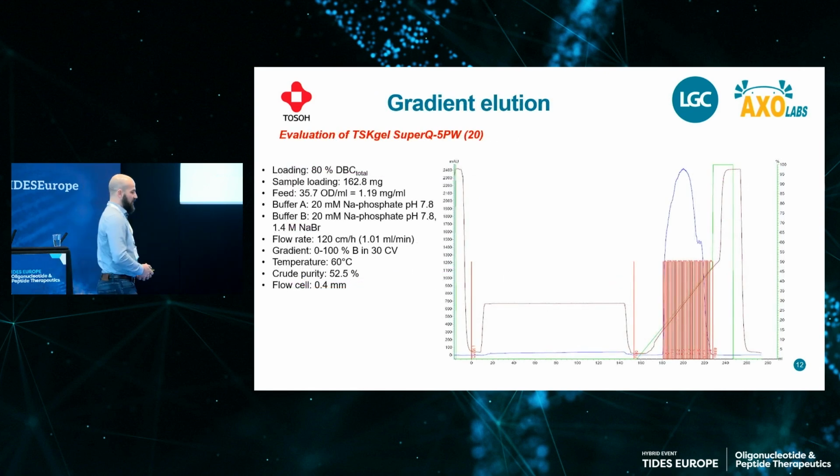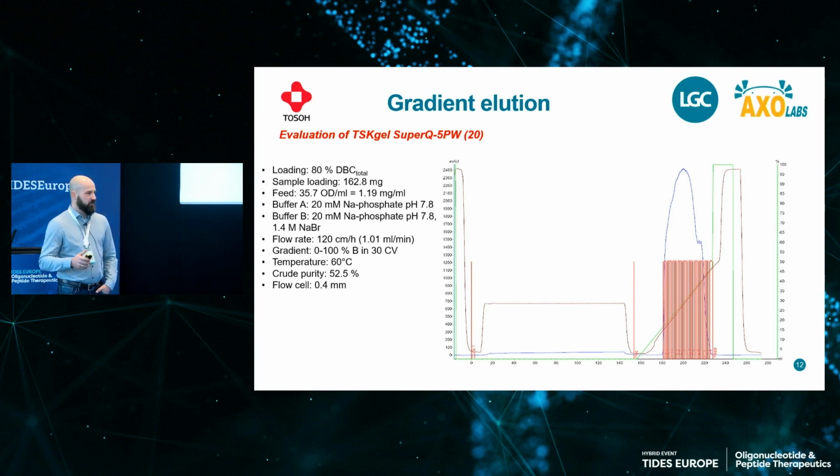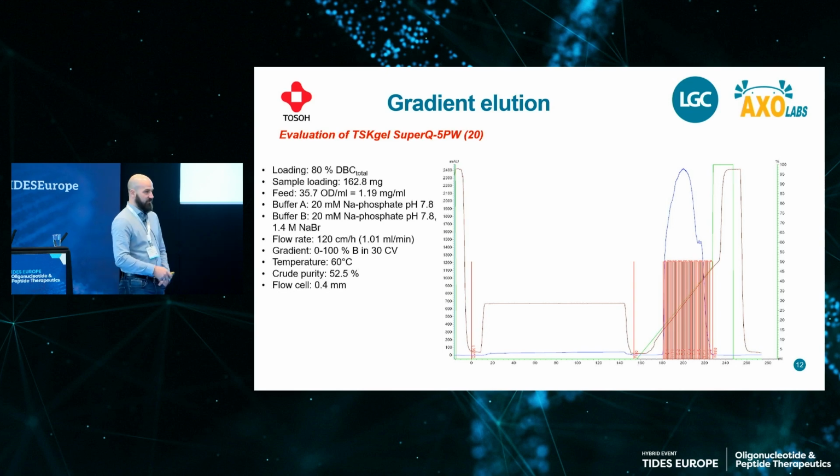Then, of course, the interesting part is when it comes to a gradient elution. So here is a comparison of 5PW, so our existing material, to the new resin, the 4PW. So starting with the 5PW. So here in this case, the column, so it's a 5 milliliter column, was loaded with 163 milligrams, so almost, let's say, 28 something mg per milliliter. So basically 80% of the dynamic binding capacity, and then just ran a standard linear gradient. There was no real method optimization, so it's more or less the standard protocol.